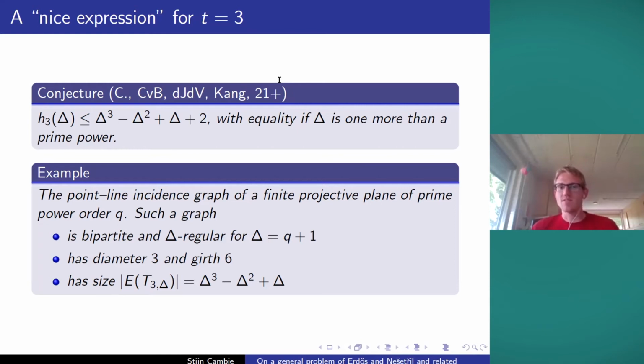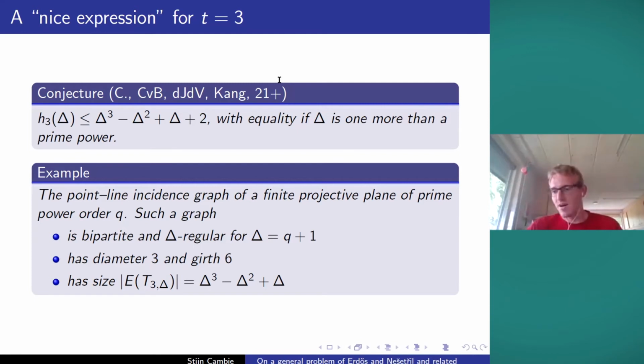And this example is the point-line incidence graph of a finite projective plane of some prime power, because you need a prime power to be sure that such a finite projective plane does exist. For the people who do not know finite geometry and this construction, there are some handy properties for these graphs.